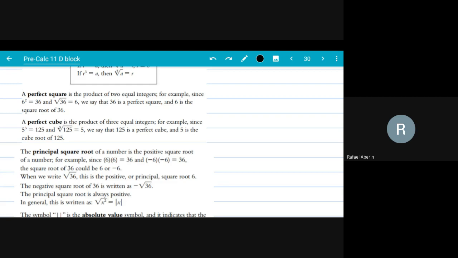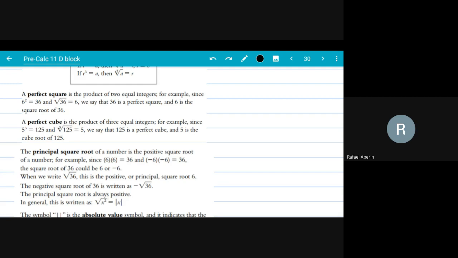Okay? The principal square root of a number is the positive square root of a number. For example, since 6 times 6 is 36, and negative 6 times negative 6 is also 36, really there are two square roots. But then, if you're asked for the principal square root only, it is going to be the positive value. So if your question is like this, the square root of 36, then the answer is only positive 6. When is the answer going to be negative 6? When the question is asking you to get the square root of 36, which is 6, and then make it a negative, right?